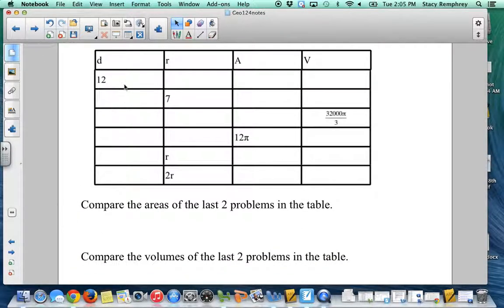Okay, for this one, it's a table, as you can see. D is diameter, R is radius, A is area, V is volume, all of a sphere. So what I'd like you to do is push pause and work through the table. When you get down here, compare the areas of the last 2 problems in the table. You're going to compare what you got here, kind of like a ratio, and see what it reduces to. How does it compare? And then do the same in the volume. You're comparing 2 numbers. Okay, so push pause, do that, and then come back.